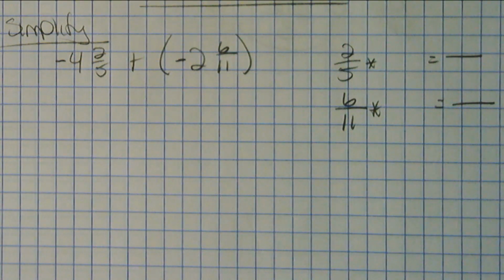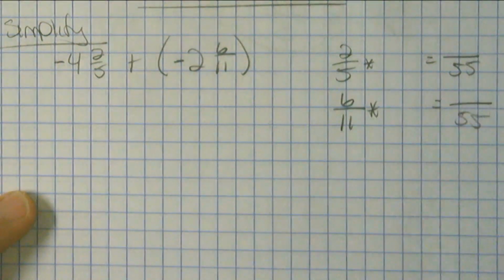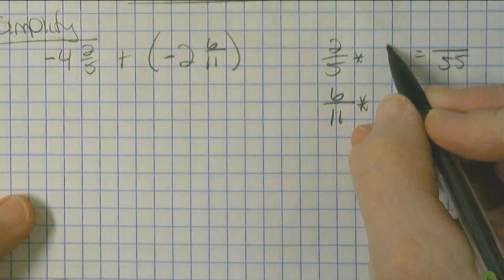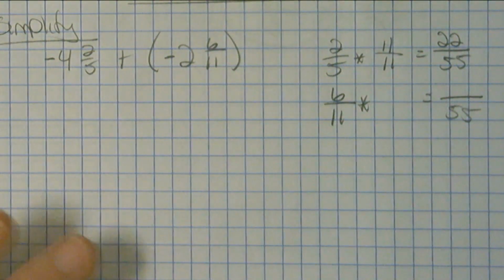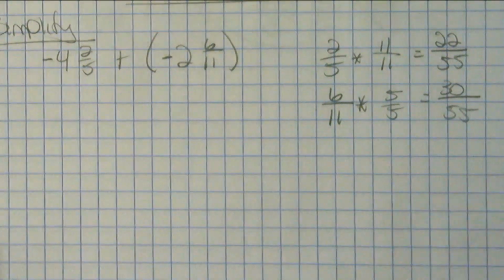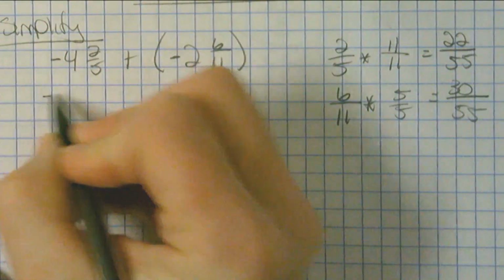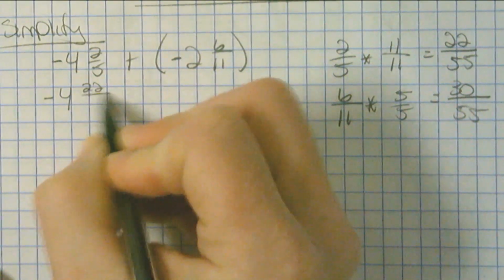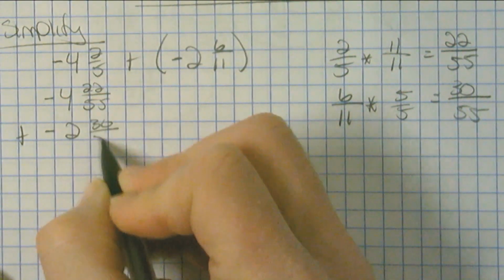What common denominator are you going to use here? Sophia? Yeah, 55. So what am I going to multiply my 2/5 by, Sophia? 11 over 11, I got 22/55. What about the other one? 5 over 5, and I get 30/55. So now I'm going to rewrite this vertically. They're both the same sign, so I can just go ahead and add them. So I have 4 and 22/55 plus a negative 2 and 30/55.